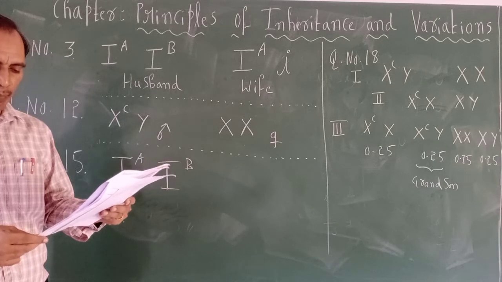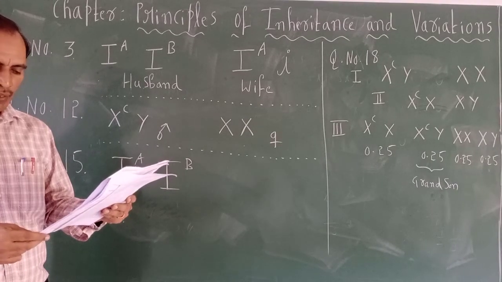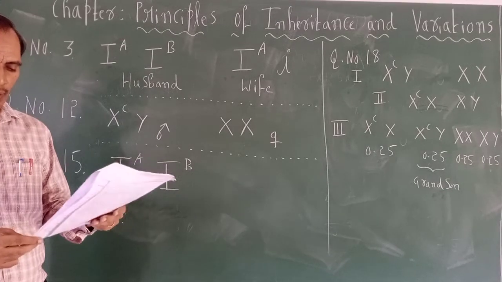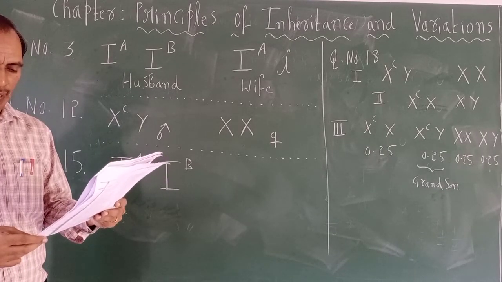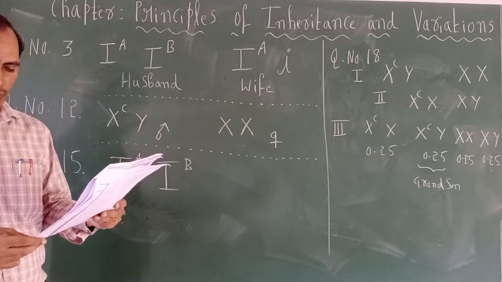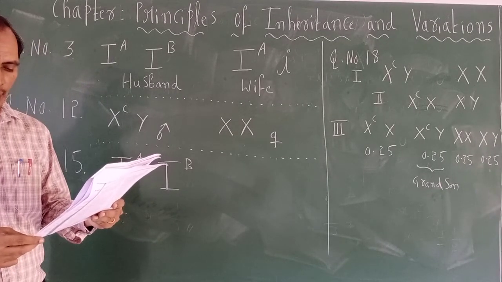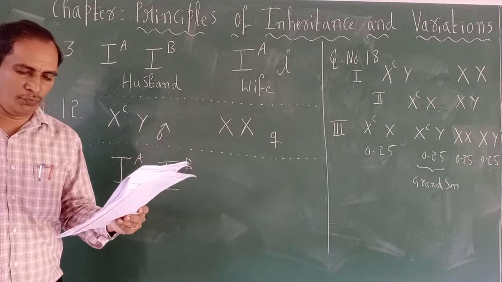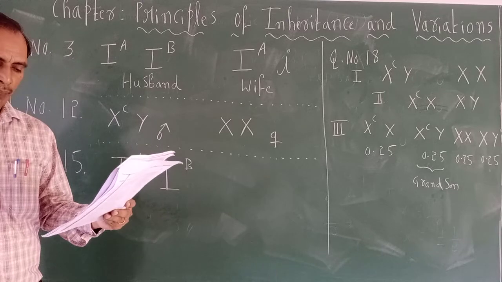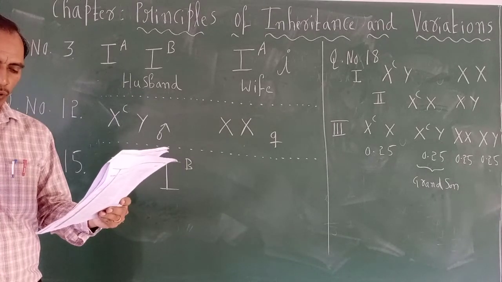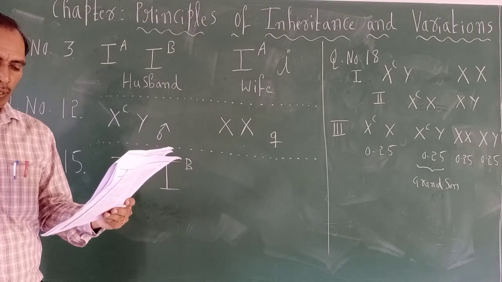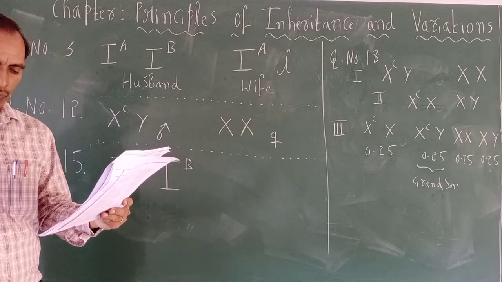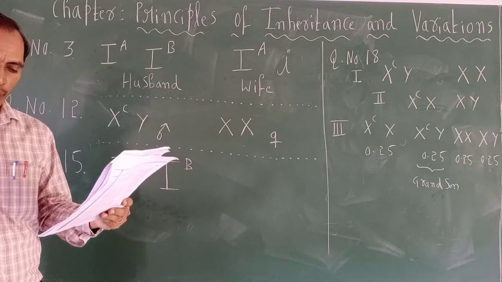A normal visioned man whose father was colorblind marries a woman whose father was also colorblind. They have their first child as a daughter. What are the chances that this child would be colorblind? I repeat the question. 29th question. A normal visioned man whose father was colorblind marries a woman whose father was also colorblind. They have their first child as a daughter. What are the chances that this child would be colorblind?